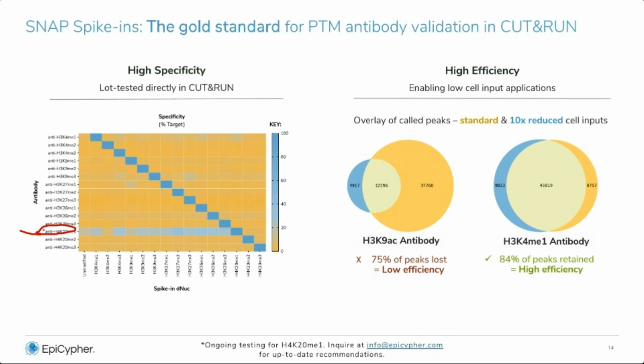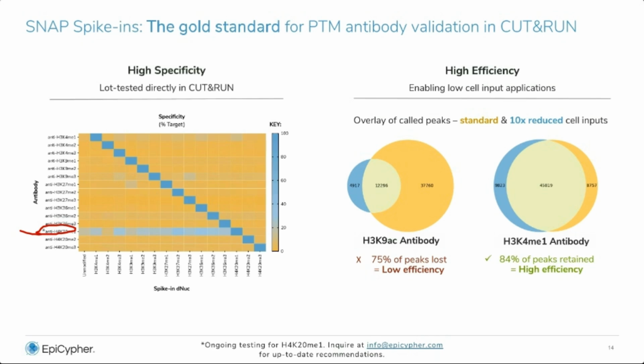So how we look at this is we simply do a CUT&RUN experiment at a standard amount of cells, 500,000, and then 10-fold reduced cells, 50,000. And so you can see the antibody on the left. Oh, and what we're showing here is called peaks. So looking at when we did CUT&RUN with this antibody, where is that protein enriched on the genome, a so-called peak. And so the Venn diagram represents the number of peaks we called at the standard cell input in orange, and then at 10-fold reduced cell inputs in blue.